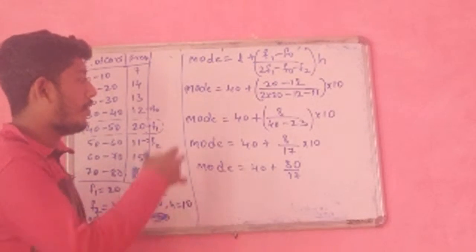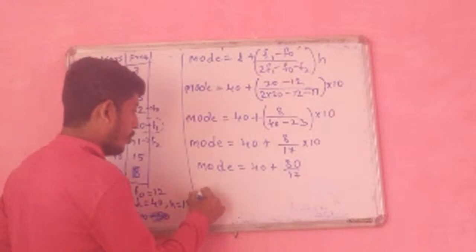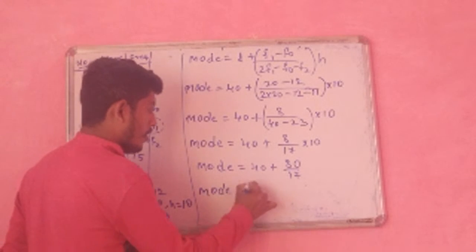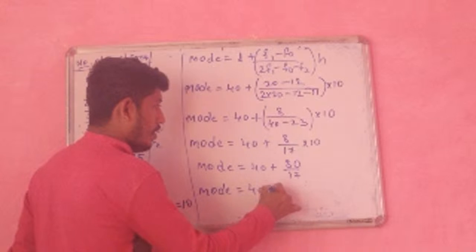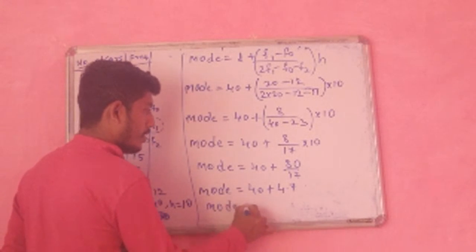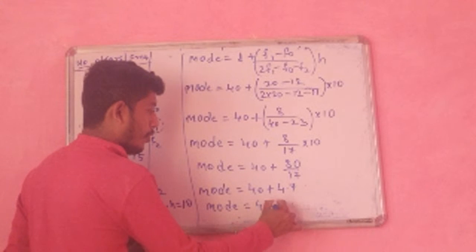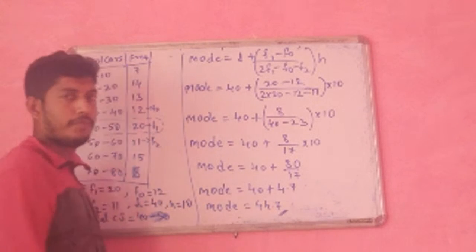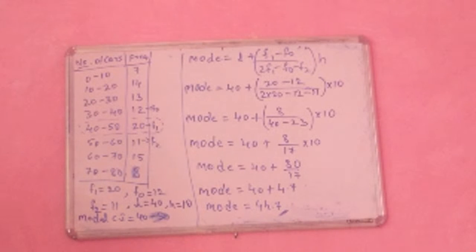Then after substituting, mode equals 40 plus 80 by 17, which gives 4.7. So therefore, the mode value is 44.7. So this is the value of the mode. Okay, compare that with your answer.